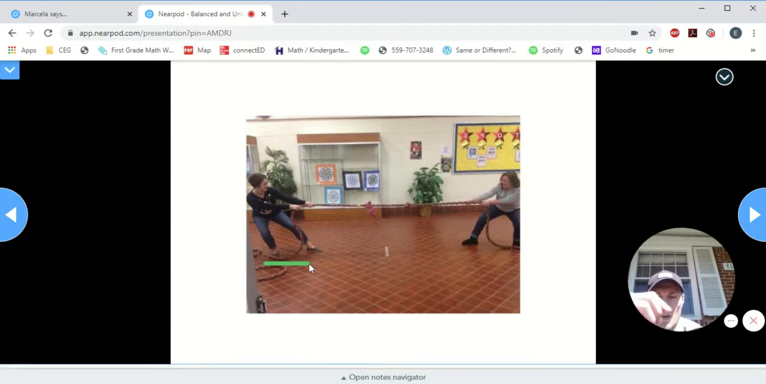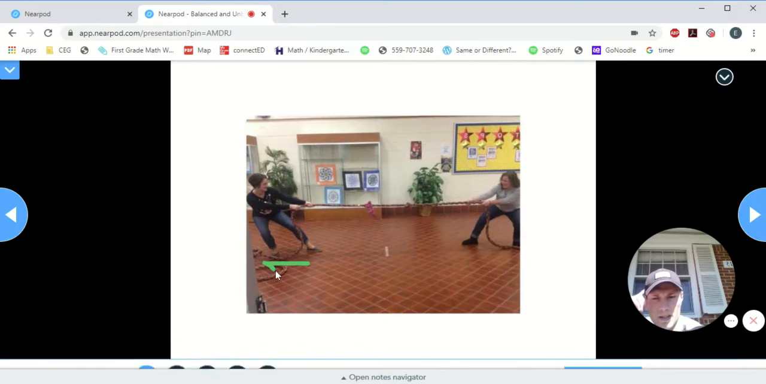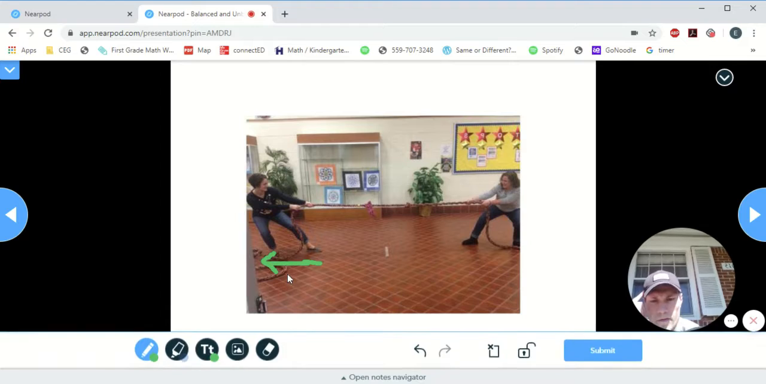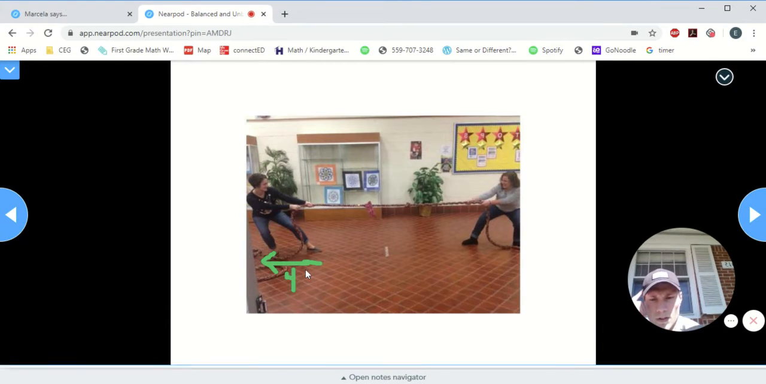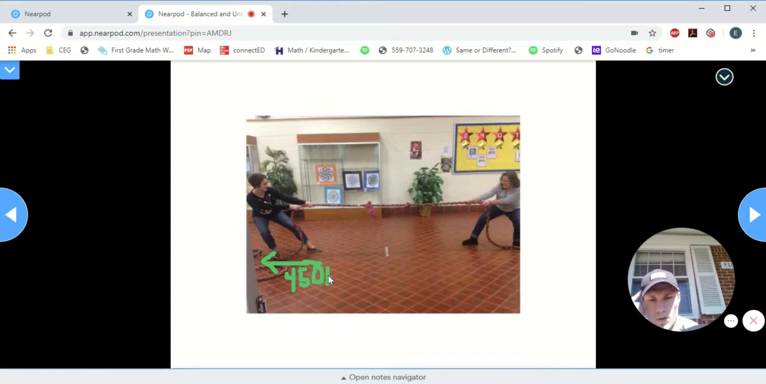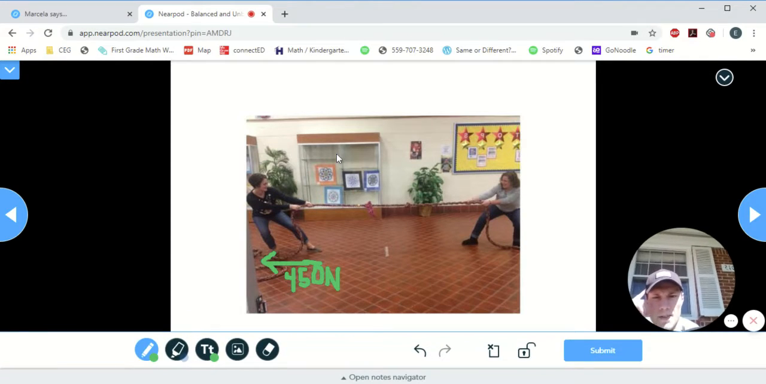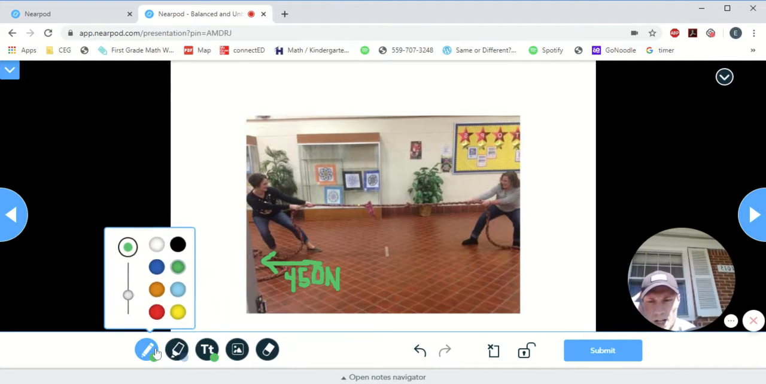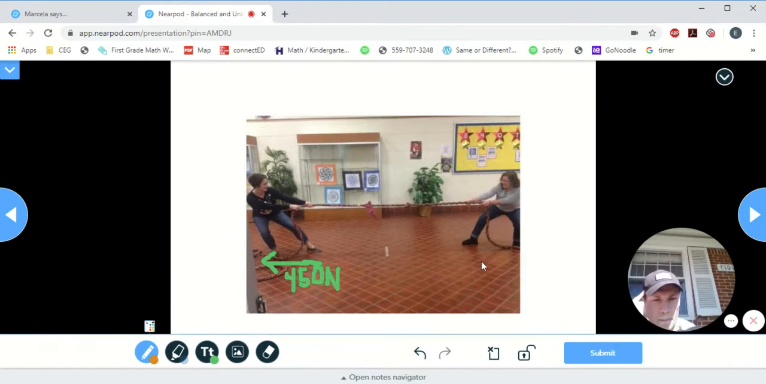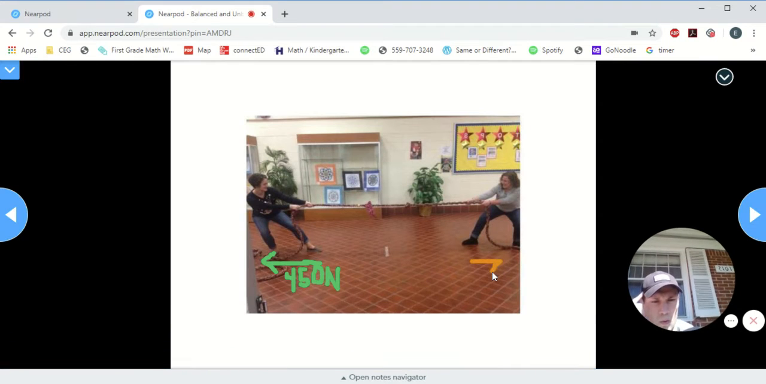And she's pulling the rope towards her, so it's going to be going to the left. A little longer. 450 newtons. And the person to the right, I'll change her color to orange, is pulling to the right with a force of 200 newtons.